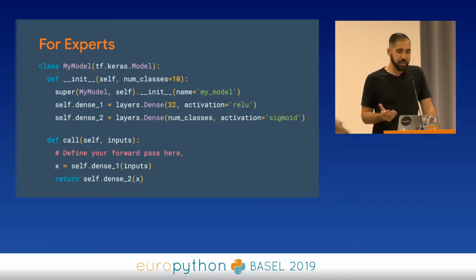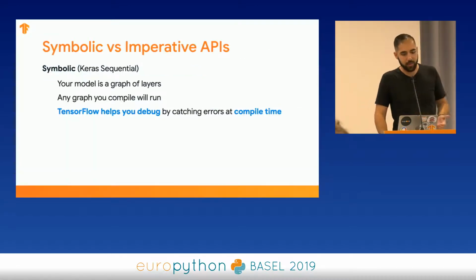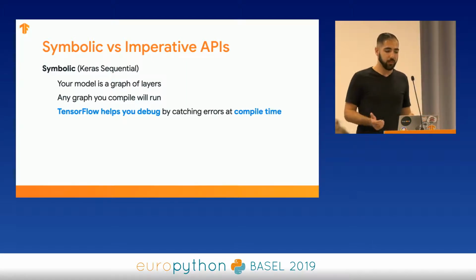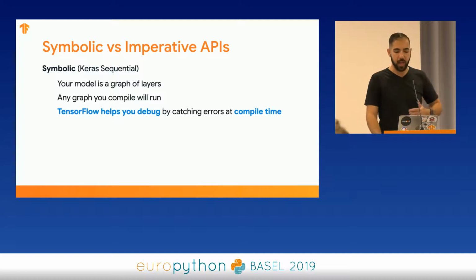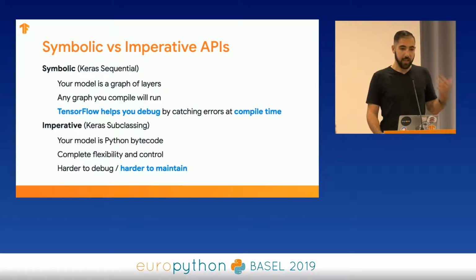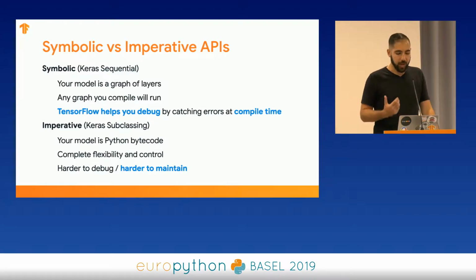And so what's the difference between these two? We talked about it briefly here, but just to give you a general idea, if you're using the beginners method, which we call the symbolic method, we're using the Keras sequential, your model is a graph of layers. Anything that compiles will run, and TensorFlow actually helps you debug by catching the errors at compile time. So this removes a lot of the debugging from you and makes the code a bit easier to develop. But in an instance where you may want to use the imperative method, or what we call the experts method, your model is Python bytecode, so it runs just like Python code would.